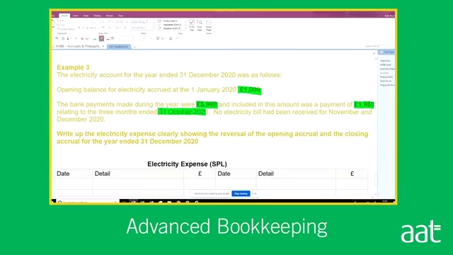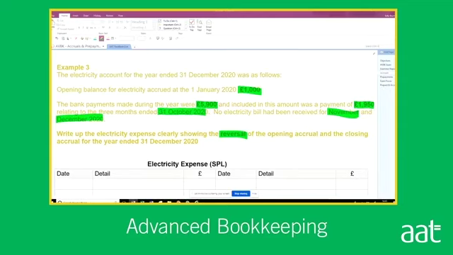So we have got no electricity bill that we have received for November and December 2020. There's a little bit of deja vu. We had the same situation in 2019, exactly the same in 2020, in that we've come to the year end and we have got no electricity bill for November and December. So the question is we need to write up the electricity expense clearly showing the reversal of the opening accrual and the closing accrual for the year ending 31st December.